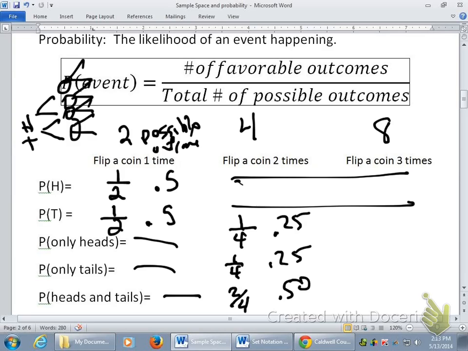Now, how does that change when I flip it 3 times? It goes 1 8, 1 8, and 6. All right. HHH. If I flip a coin 3 times to get only heads, I have HHH. That only happened once, right? But there were 8 ways that could happen? Yes, ma'am.